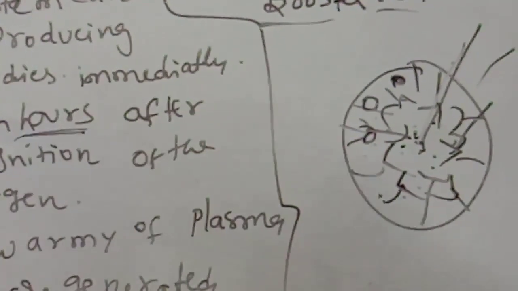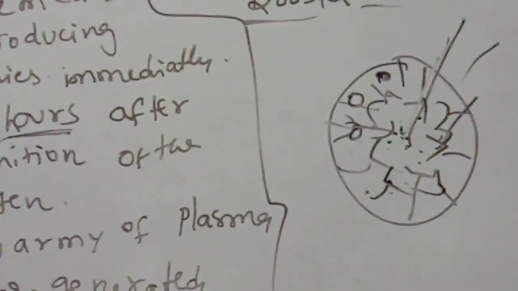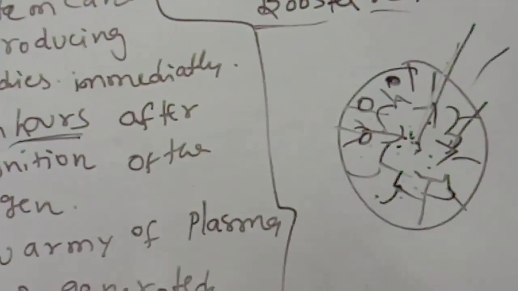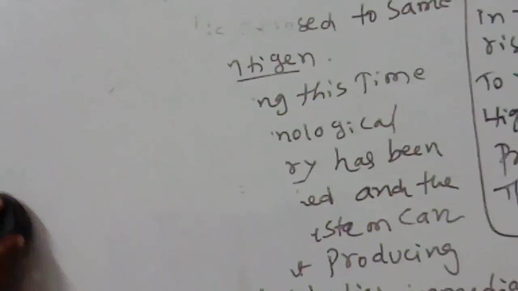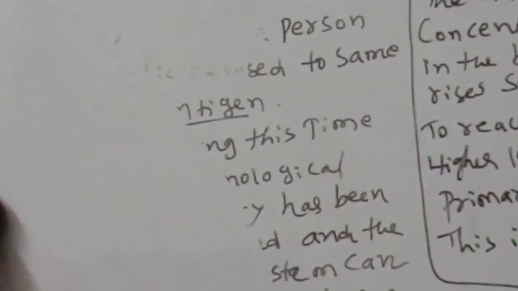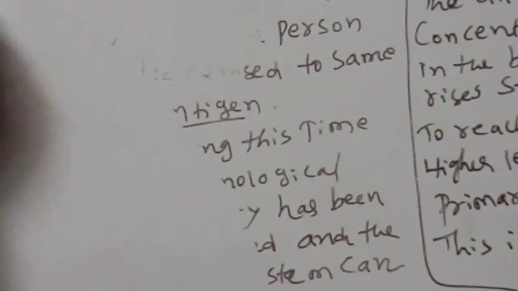Now we will discuss the differences between the primary immune response and the secondary immune response.